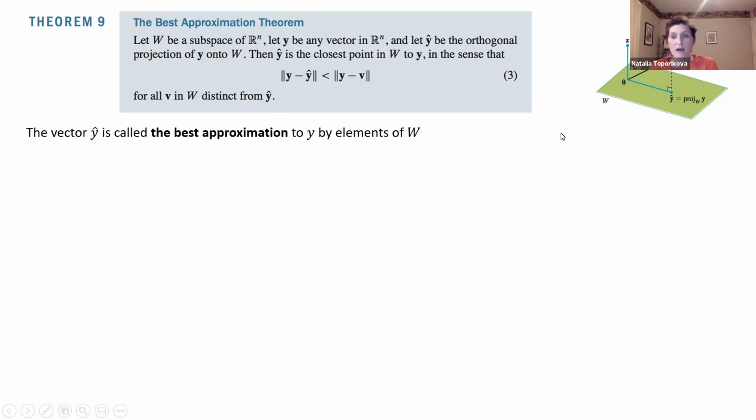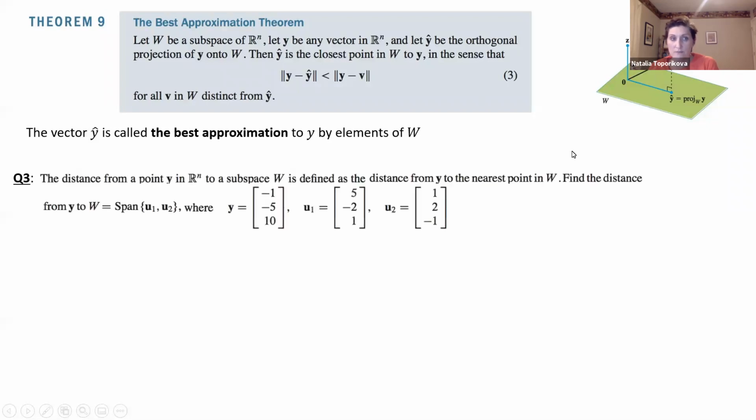That's why our projection y hat is sometimes called the best approximation of y, or you sometimes see it referred to as the optimal projection or optimal distance. So it's always the closest point to our vector. Let's practice finding the shortest distance. The problem here is mostly about the wording.